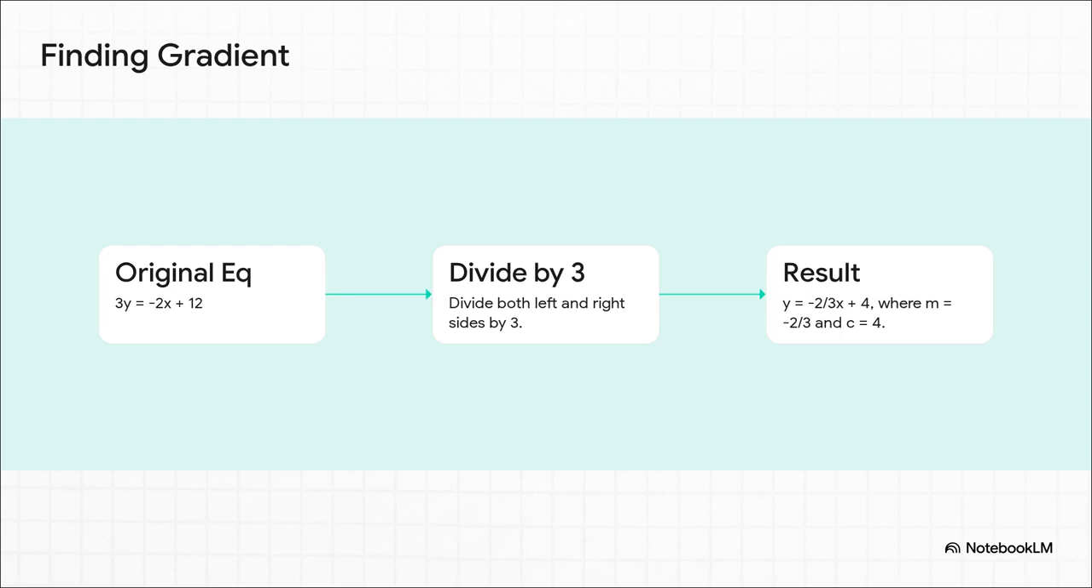But, and this is a big but, to keep the math fair, whatever we do to the left side, we absolutely must do to the right side. So we divide everything by 3. The result effortlessly transforms back into our golden format. y equals negative 2/3 x plus 4. Instantly, we can spot our gradient m is negative 2/3 and our y-intercept c is 4.